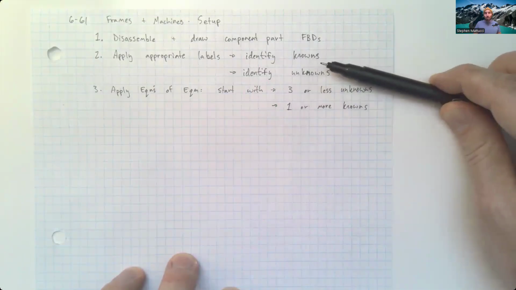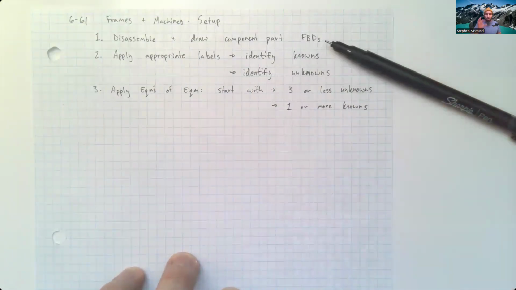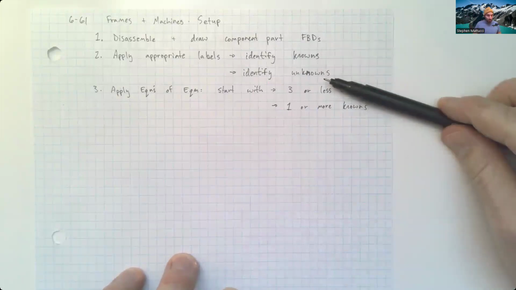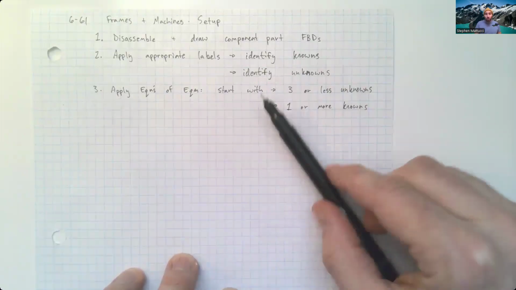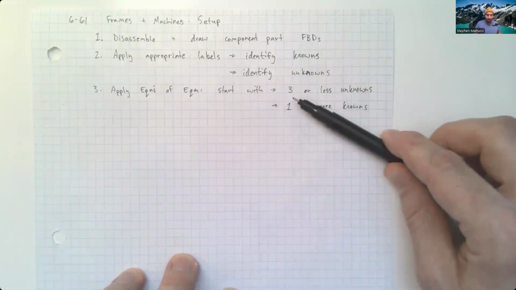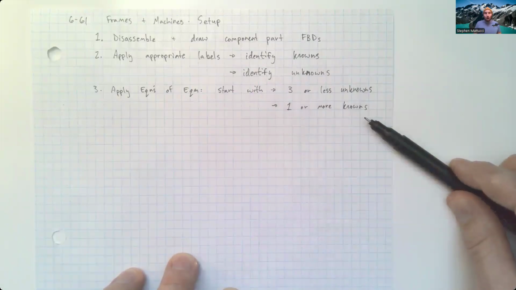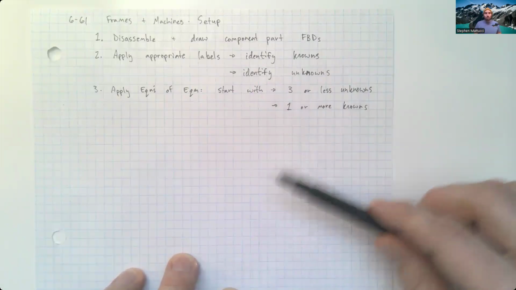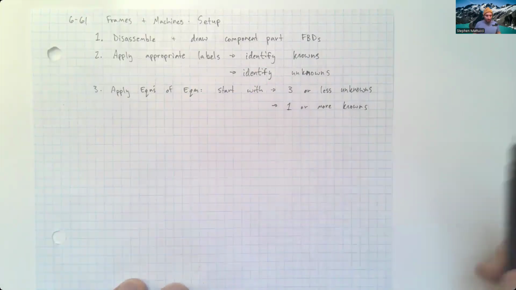We want to make sure that we're representing that with the same label such that when we solve for one body, we'll then be able to apply that force to the body that it's connected to. And then finally, we're going to apply our equations of equilibrium. We're going to work through body by body, but we're going to start by a body that has three or less unknowns and one that has at least one known. I'll demonstrate this as we go through this problem such that we can see that play out.